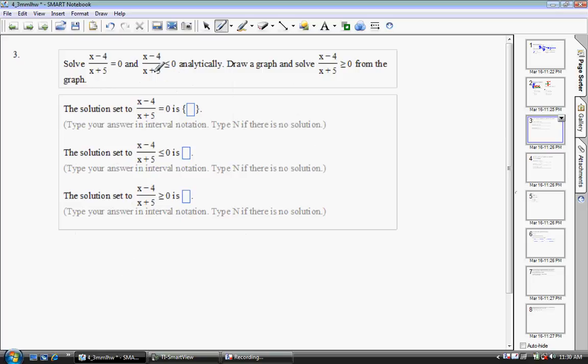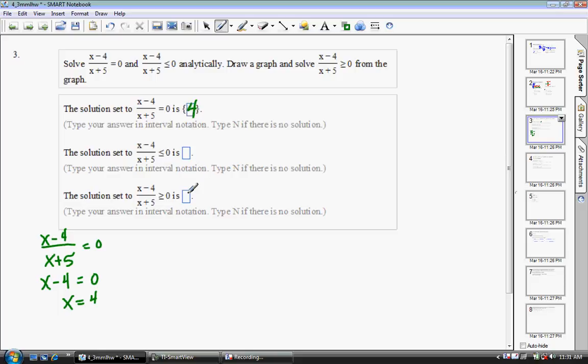Solve these equations and inequalities analytically. To solve (x minus 4) over (x plus 5) equals 0, and then (x minus 4) over (x plus 5) is less than or equal to 0 analytically. To solve the equation, we set (x minus 4) over (x plus 5) equal to 0, and we can cross multiply to just get x minus 4 equals 0, right? So our solution to the equation is simply 4.